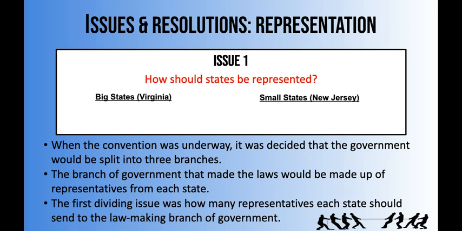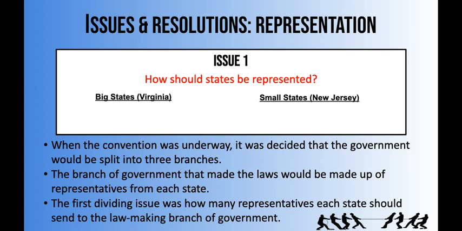So the first issue, which would be written in the chart on the bottom of page 7, issue 1 is how should states be represented? When they decided that the government was going to divide up into 3 branches, the one branch that was going to make the laws became known as the legislative branch. The issue, though, was how do we represent the people in the legislative branch? So, how many representatives should each state send to the legislative branch of government?